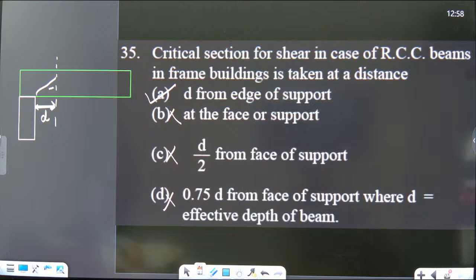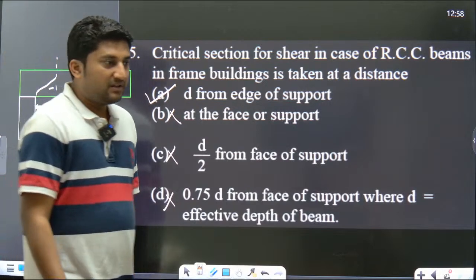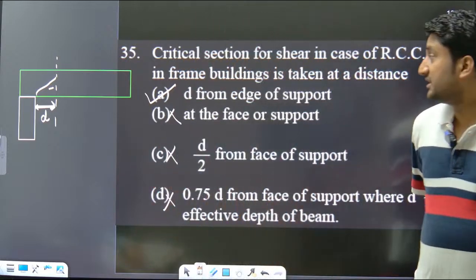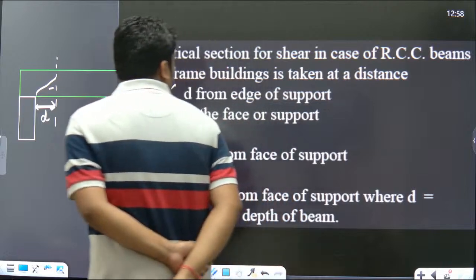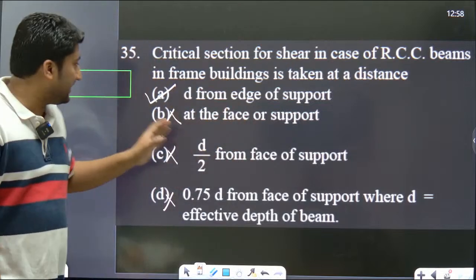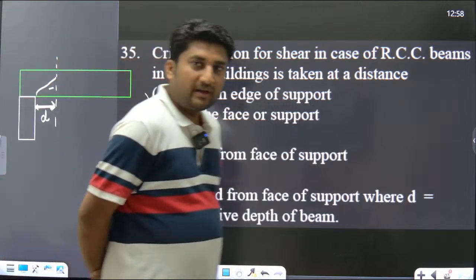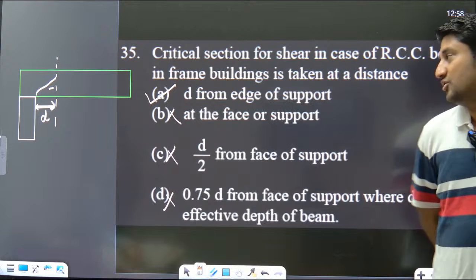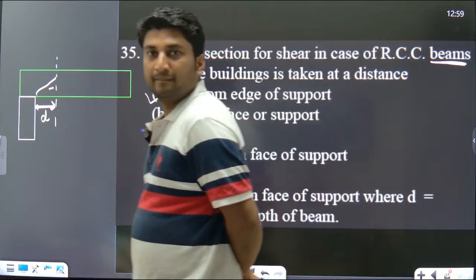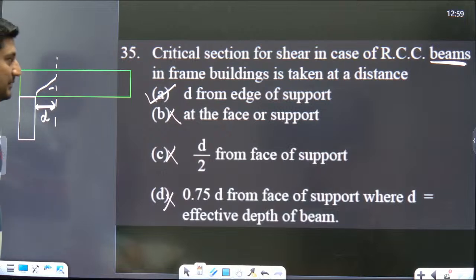So I hope you have understood the concepts of the singly and doubly reinforced beam, although we have covered the concepts thoroughly. The answer here is for the critical section for shear in the beam, frame building, RCC beam. It is not foundation, it is beam. That is why we have taken D from the edge of the support. Clear? It is for the beam, not for footing. Understood? Sachin, we are asking for RCC beam.